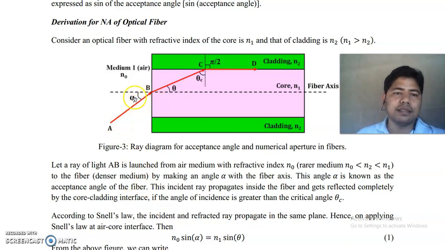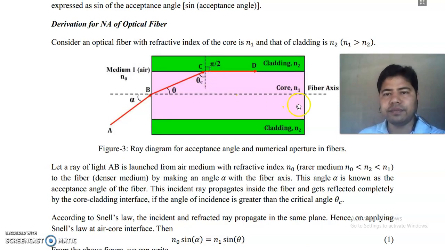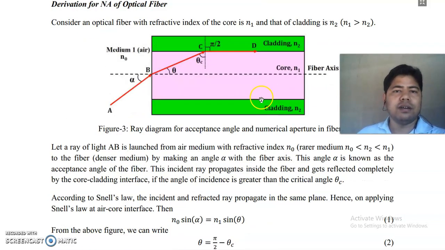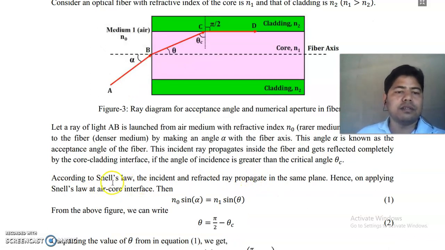Now if alpha is such that the angle of incidence at the core cladding interface is greater than the critical angle, then light will be reflected back. If that is so, then we have propagation of the light inside this fiber. According to Snell's law, the incident and refracted rays propagate in the same plane. This is the plane.